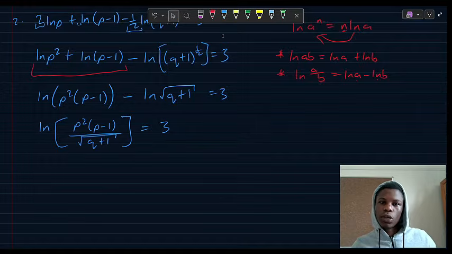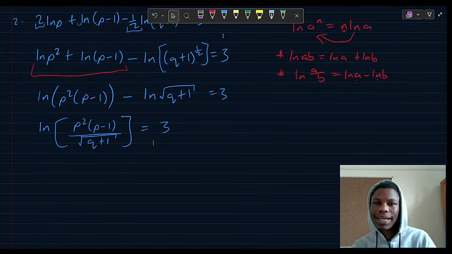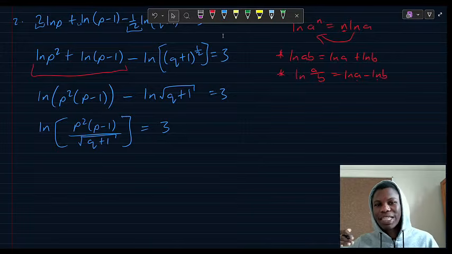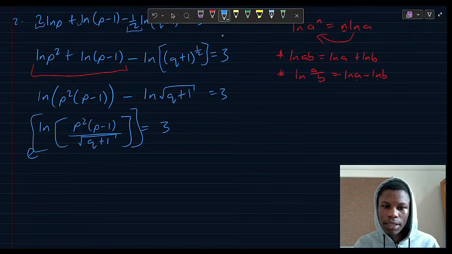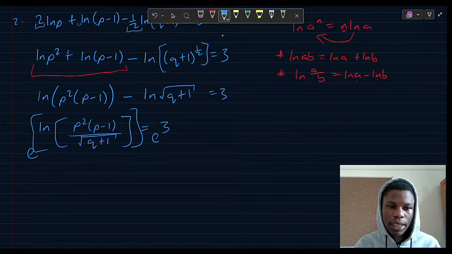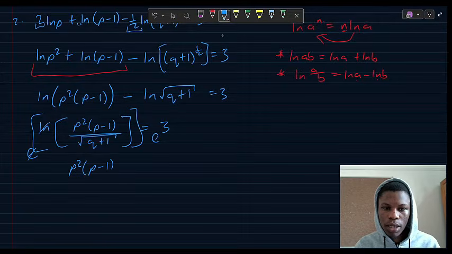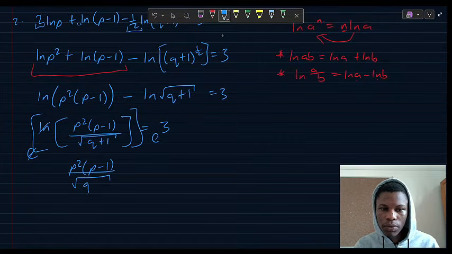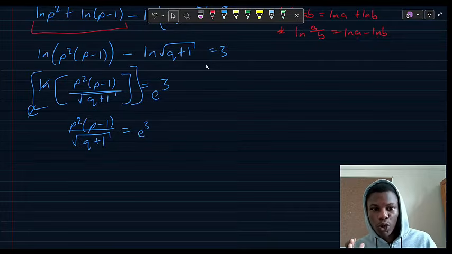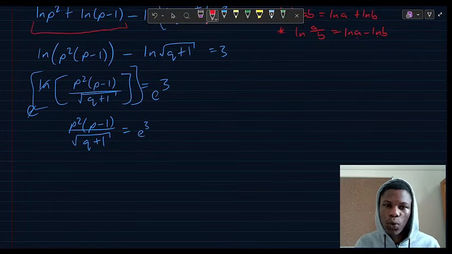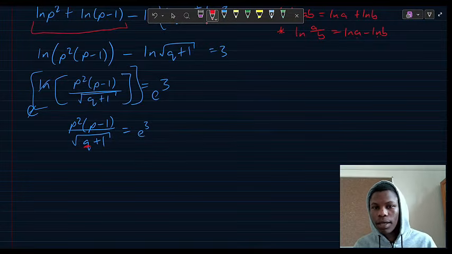Now that we've combined all our logarithms into one, we can apply the exponential function on both sides because the exponential function will cancel out the ln. So we're going to say e to the power of all of this is equal to e to the power of 3. So the e will cancel out the ln, and we end up with p squared times p minus 1 over the square root of q plus 1, and this is equal to e to the 3. Right? And now remember that we are solving for q in terms of p.